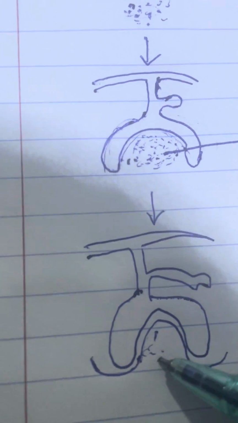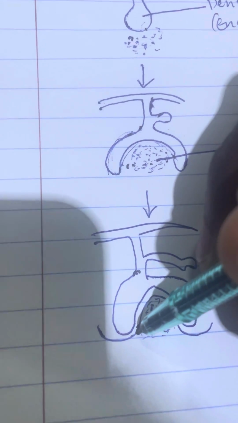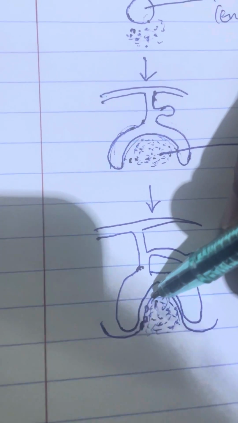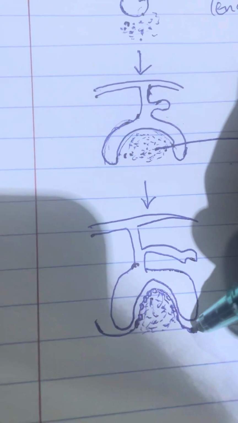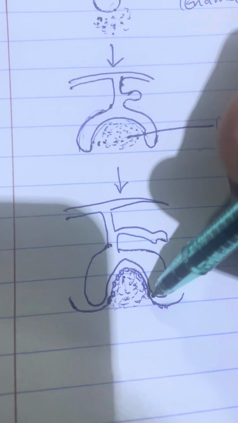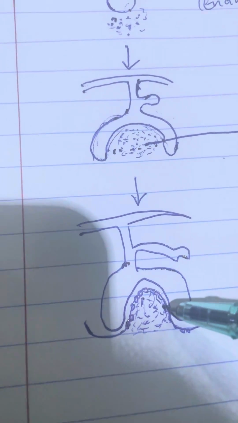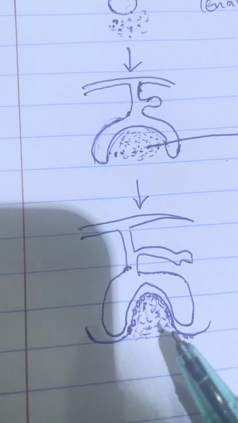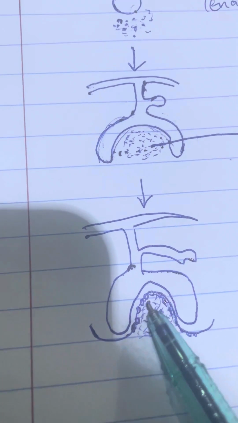This is the dental papilla. This dental papilla, the cells lining it are known as odontoblasts. So the odontoblasts are the dentine secreting cells, and they also secrete pulp. So since they secrete dentin and pulp, this place becomes the pulp.